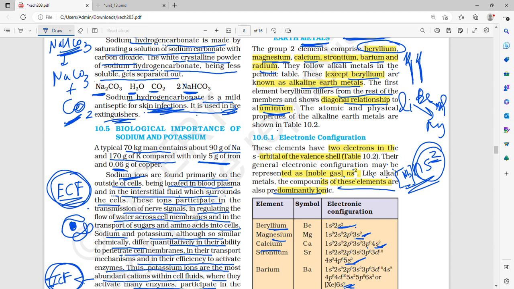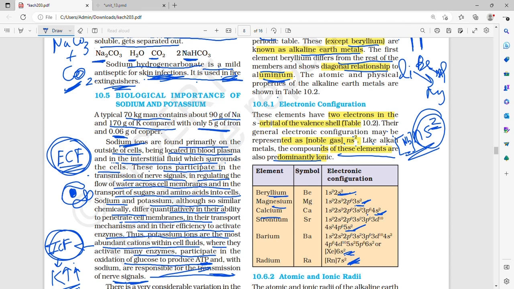This is another way. Sodium hydrogen carbonate is a mild antiseptic for skin infection, and it is used in fire extinguishers. Also, you know, for an ant bite, they always say to apply some baking soda. It actually helps; the itching you don't feel. And then most important, use as baking soda, that is to make cakes and pastries fluffier and to make them rise.